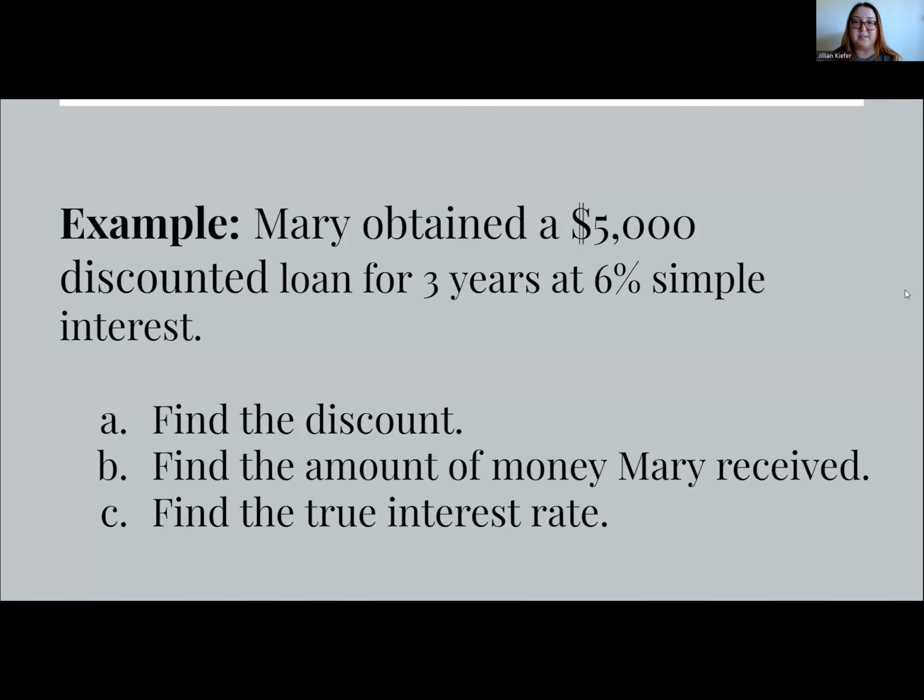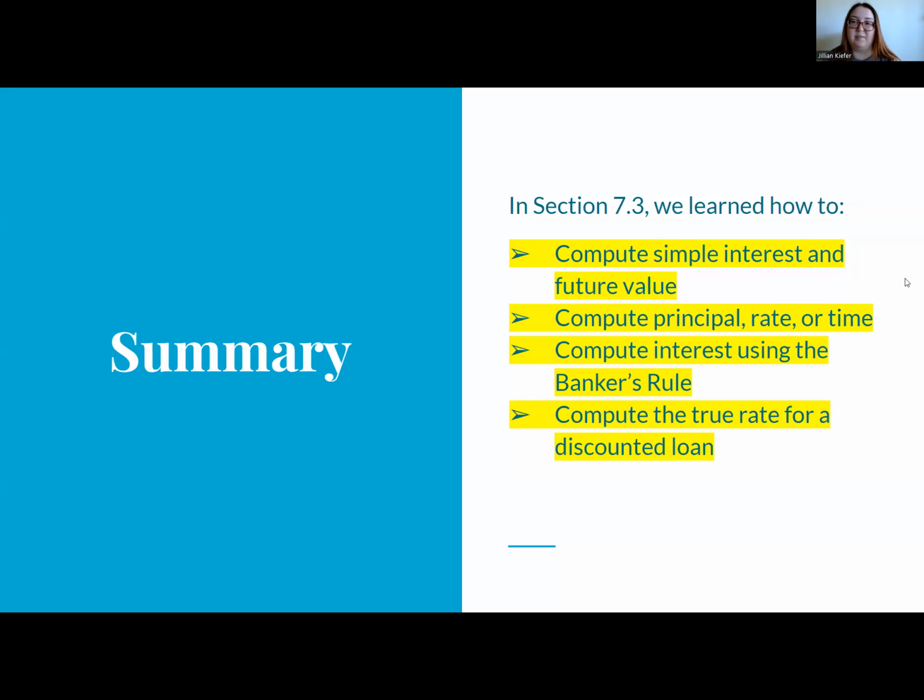All right, we finished up this example, and that wraps up section 7.3. So, in section 7.3, we learn how to compute simple interest and future value, how to compute principal, rate, or time, how to compute interest using the banker's rule, and how to compute the true rate for a discounted loan. So, all right, that finishes up section 7.3, and I'll see you in the next one.